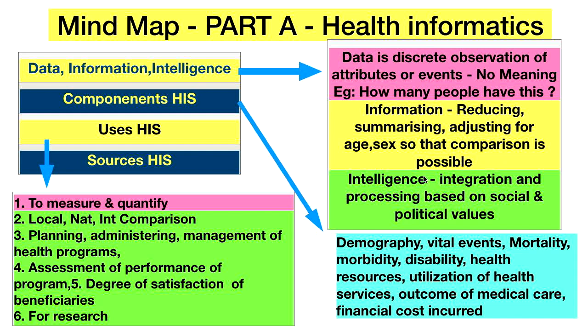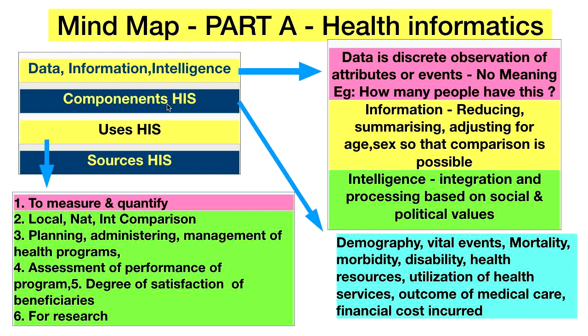So what is the next thing? Intelligence. Suppose this same 10,000 data which you have summarized into proper information, you compare this Tamil Nadu data, that is the tall people, medium people and short people, with Andhra Pradesh. There are about 10,000 people in Andhra Pradesh and you are also classifying them into tall, medium and short. And then you compare between Tamil Nadu and Andhra Pradesh, it becomes intelligence. Intelligence is integration and processing based on the social and political values.